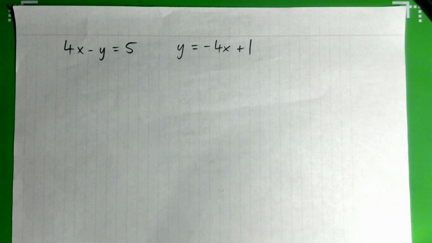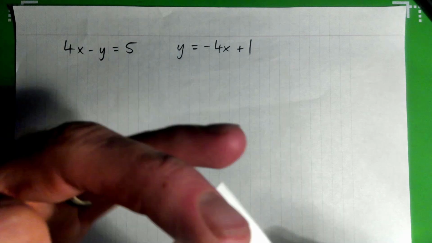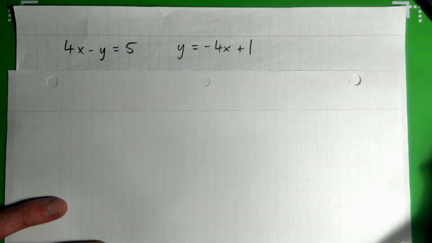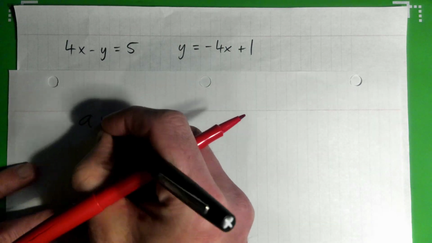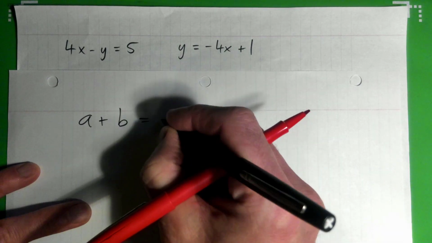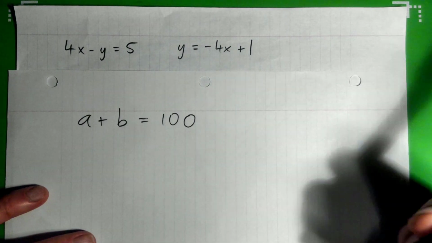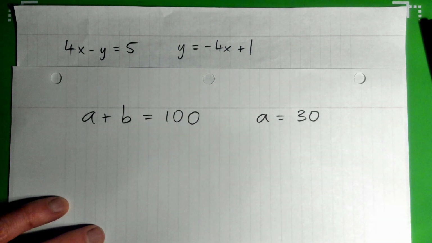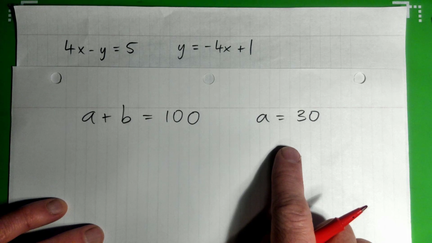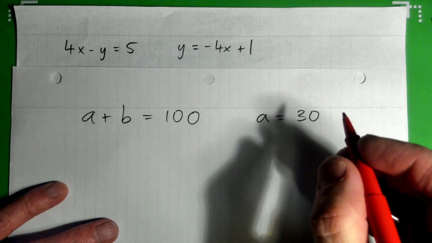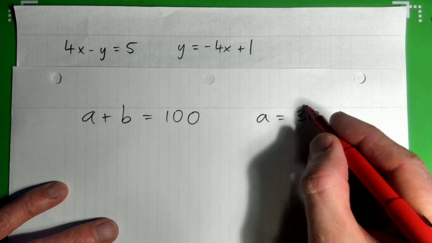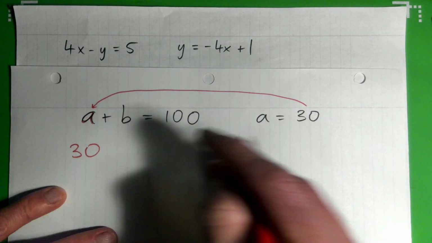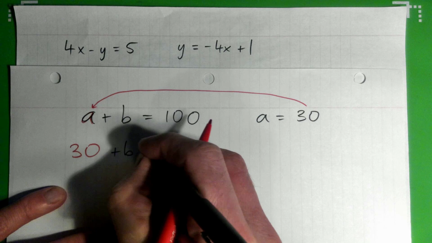And this is simple, but let's say that an apple plus a banana cost 100 cents, okay? And let's say an apple costs 30 cents. How would you solve that by substitution? Yeah, put 30 in place of A. So now you got 30 plus B equals 100.